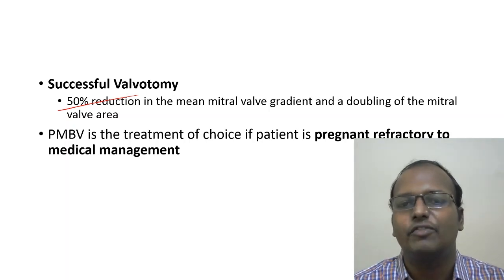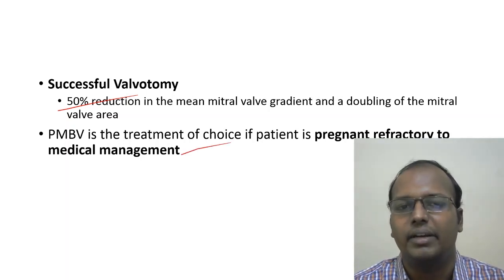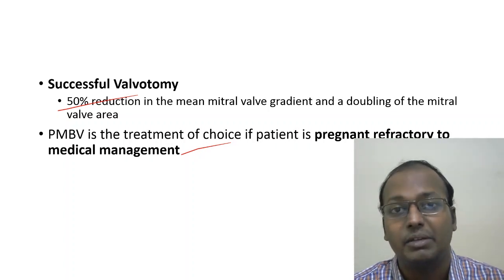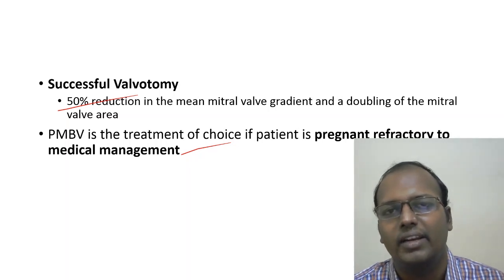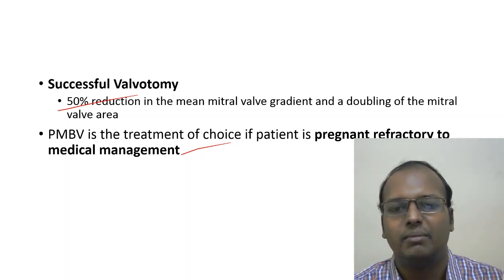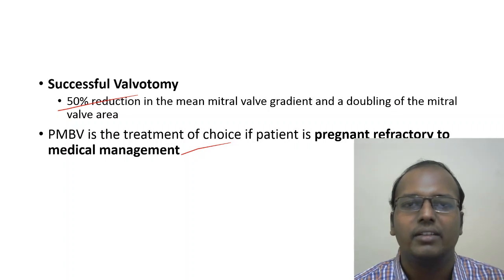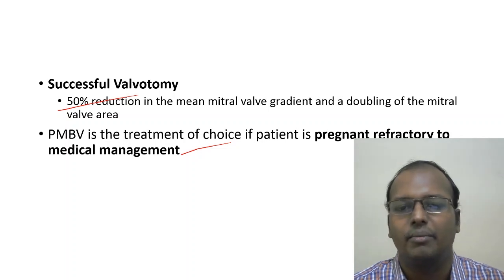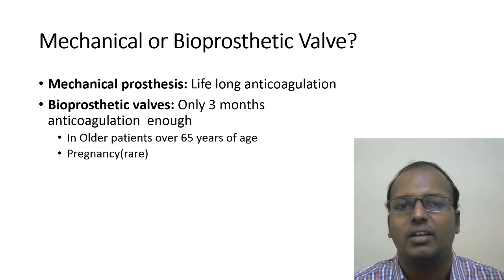It is also the treatment of choice if a patient is pregnant and refractory to medical management. Pregnant patients can tolerate a stenotic lesion with mitral stenosis. Sometimes what happens is they go into failure. In that case, we will give drugs and control the failure. If the patient's mitral stenosis symptoms are refractory to drug management, then you can go ahead for percutaneous mitral balloon valvotomy. It is the treatment of choice for a pregnant lady with mitral stenosis.